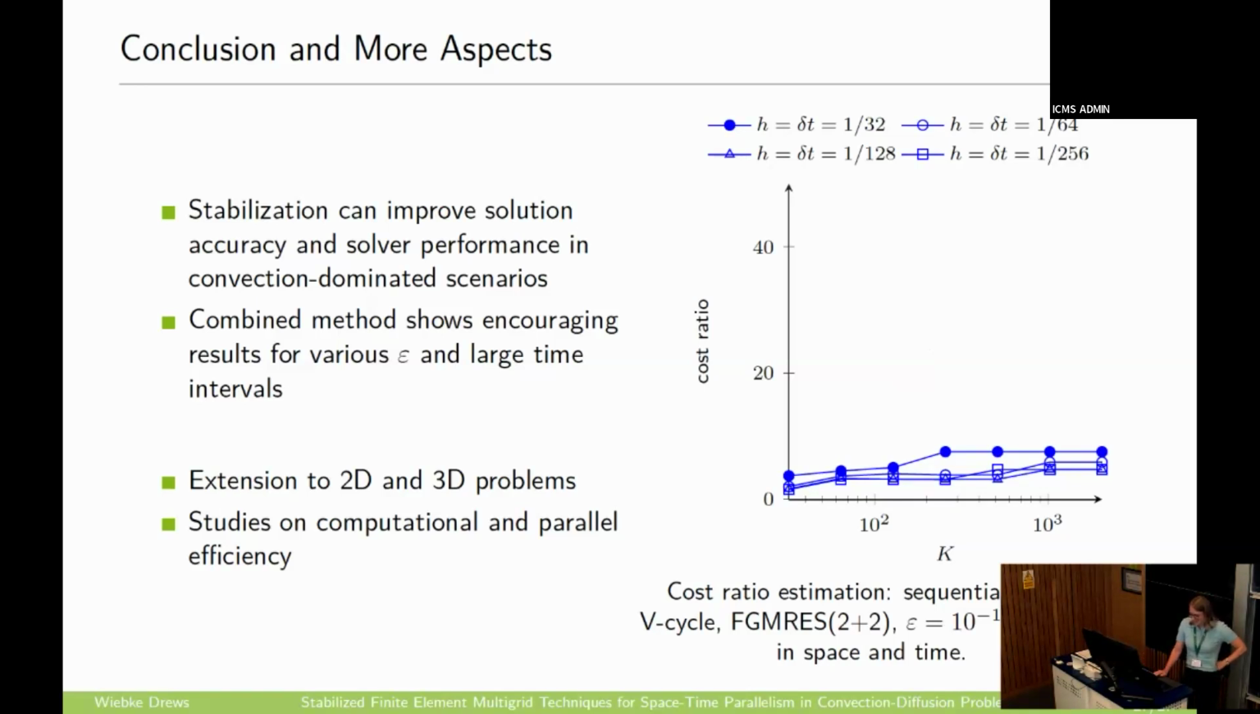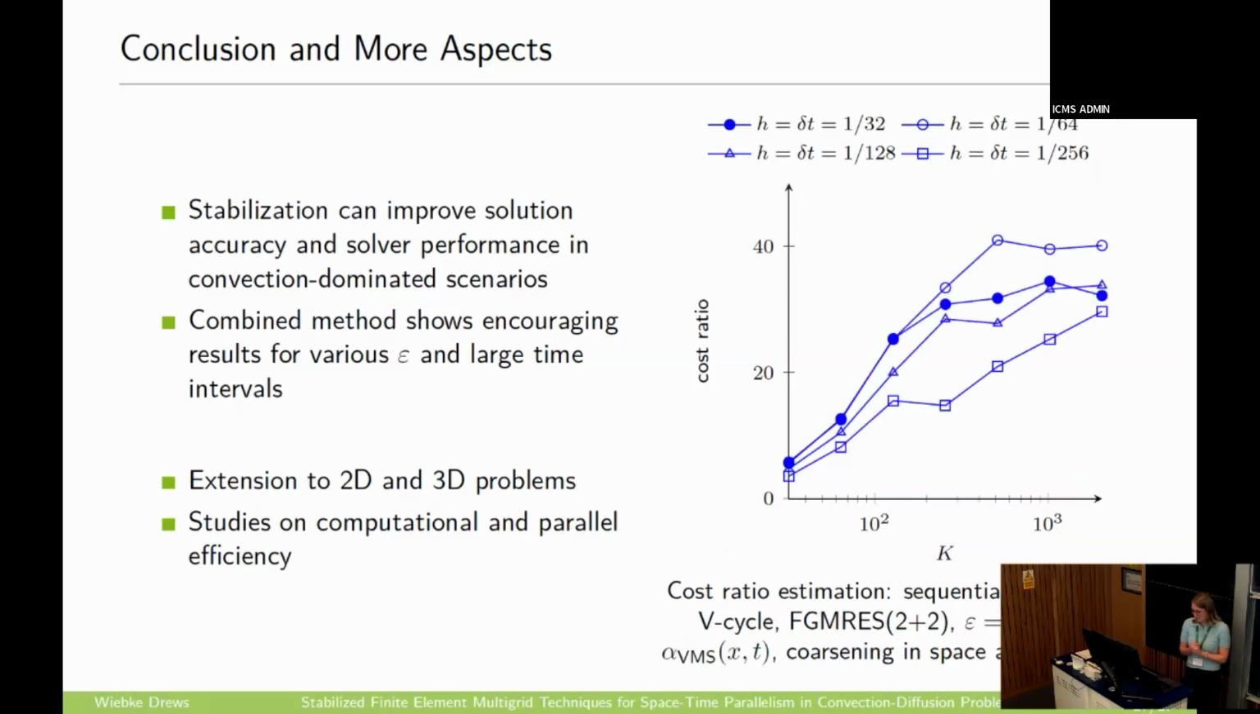Some more aspects are extensions to 2D and 3D problems, of course, and studies on computational and parallel efficiency. So this would be something we could do better in 2D and 3D. On the right side, we did a cost ratio estimation where we compared the cost of the sequential solver with our combined multigrid solver. And yeah, this would look like this or like this.